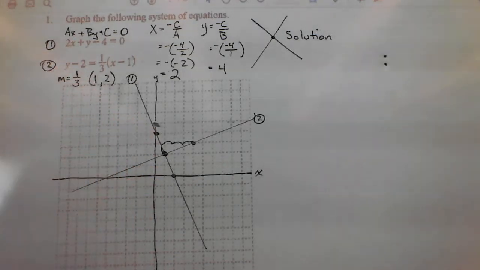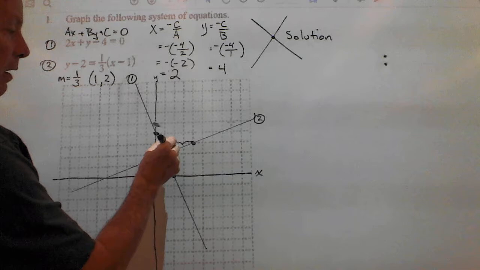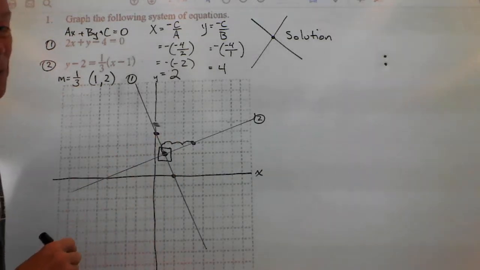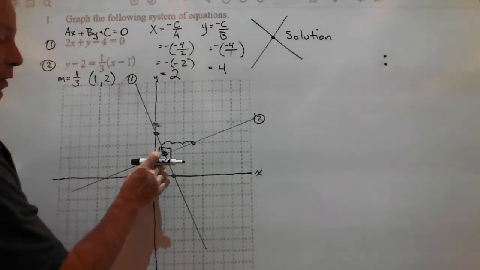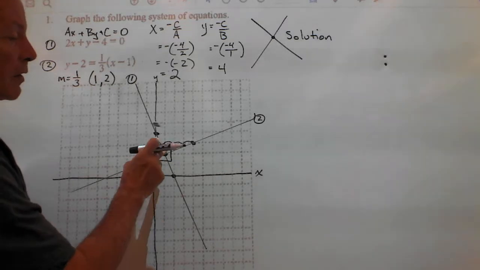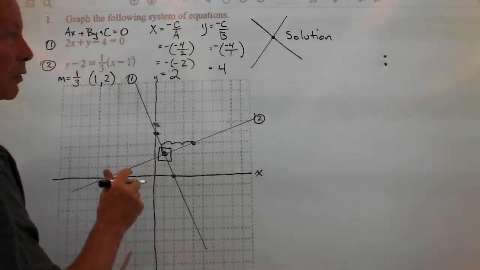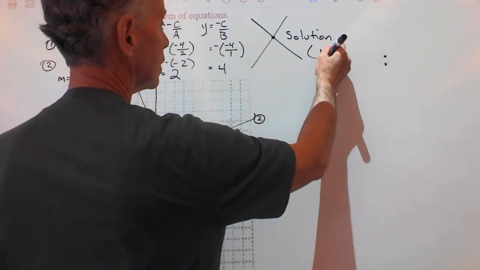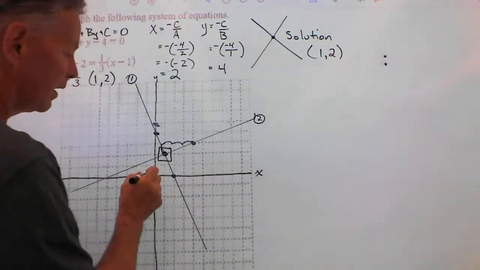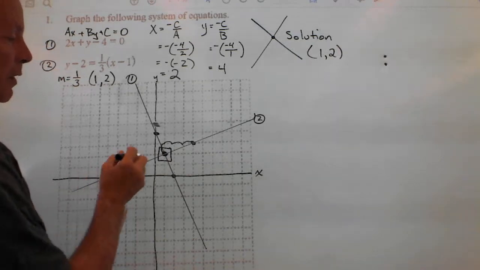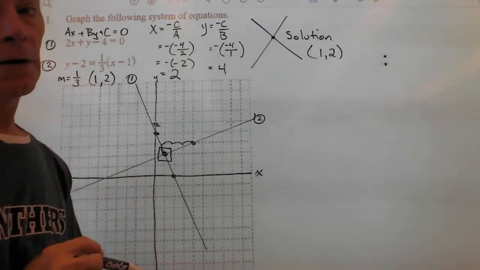So, here's our system of equations. It's been graphed, and so we can tell that the solution, even though they didn't ask us, the solution for this system of equations is the coordinates of the point where the two lines cross, which in this case is at 1 across and 2 up. So there's the solution right there.